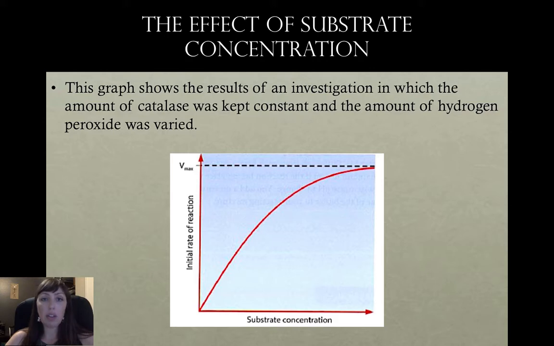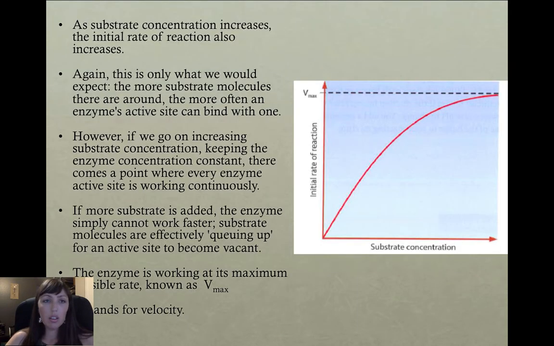Okay, so this graph shows the results of an investigation in which the amount of catalase was kept constant and the amount of hydrogen peroxide was varied. So in this case, the enzyme is what is controlled and the substrate was increased, okay? So as the substrate concentration increases, the initial rate of reaction also increases. And again, this is exactly what we would expect. The more substrate molecules there are, the more there are to bind with for the enzyme, right?